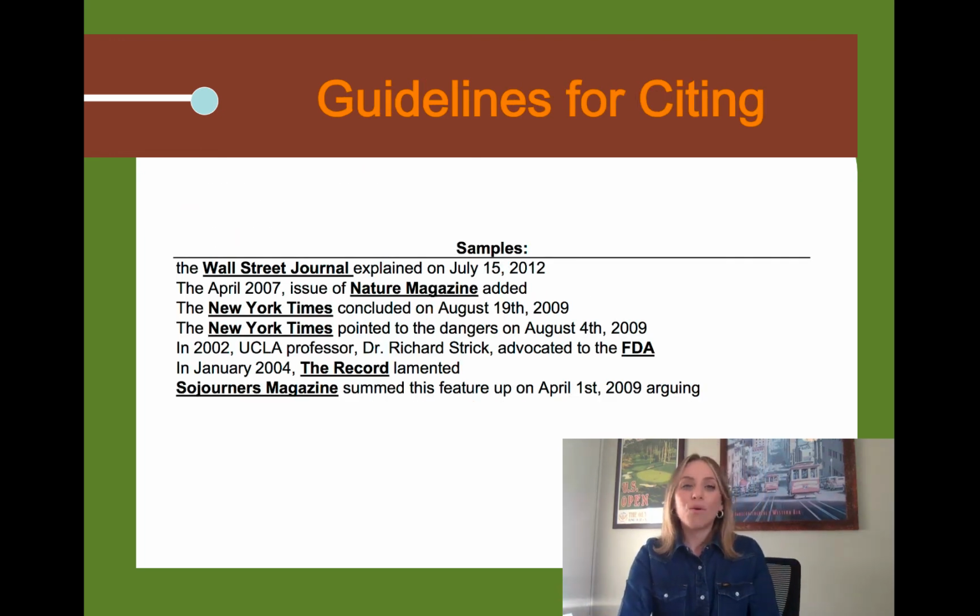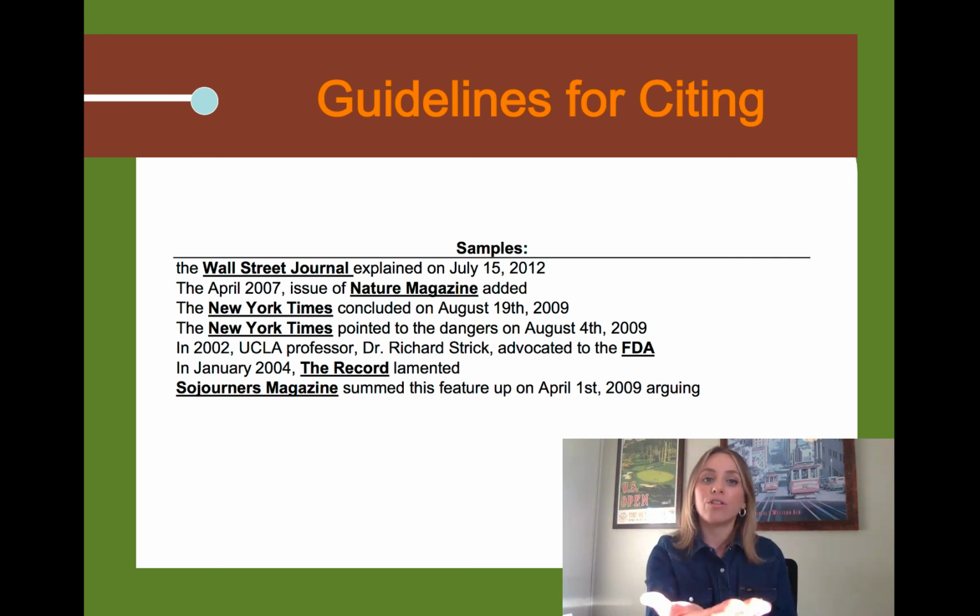Okay, so here are some more samples. You can find this on the PDF document online called Guidelines for Citing Sources, but these are just examples of how you can add some variety to your citation paragraphs. You don't always have to say it in the order of source, author, date. Sometimes you can say date and then the source. Really depends on what sounds good within your speech. So you could say the Wall Street Journal explained on July 2012, or you could say the April 2007 issue of Nature magazine added. So these are just some examples of how you can actually incorporate your sources.